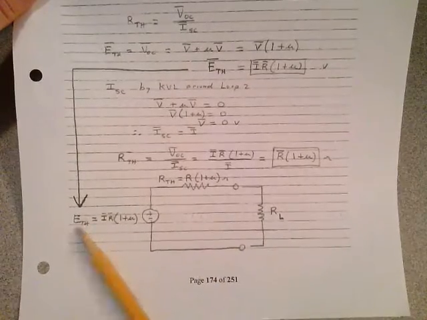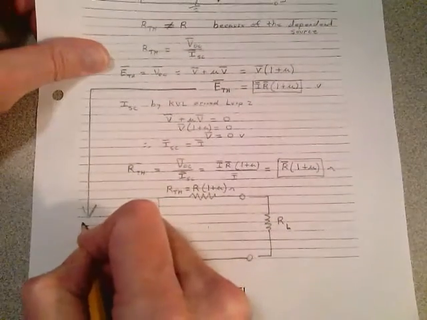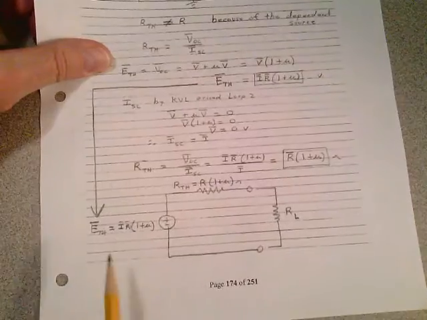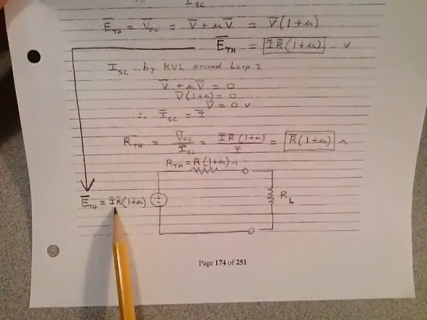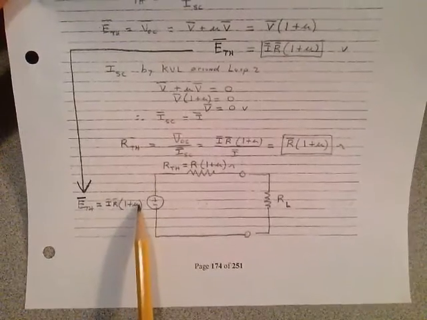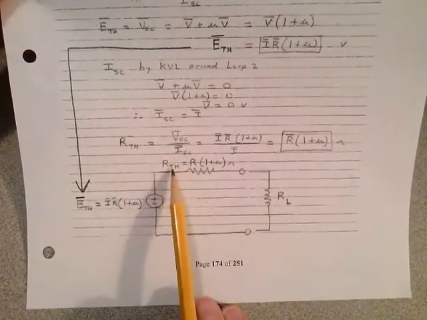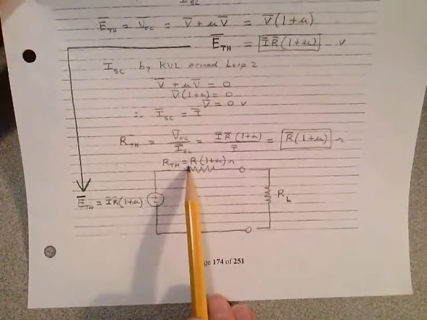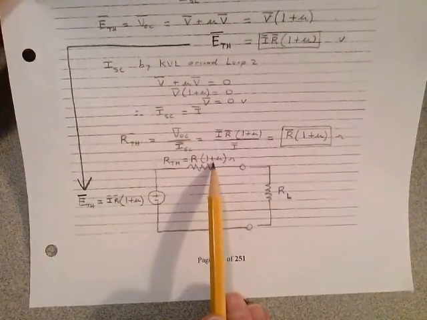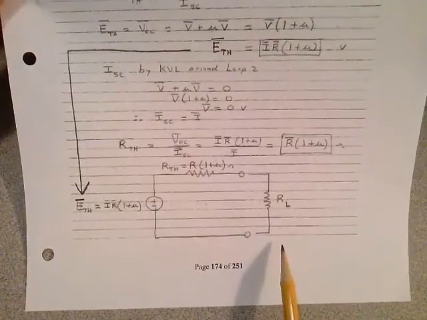Notice that the Thevenin phasor voltage in the frequency domain is going to be equal to I times R times the quantity 1 plus mu. And up here, the Thevenin resistance is R times the quantity 1 plus mu. And I put my load resistor back on.